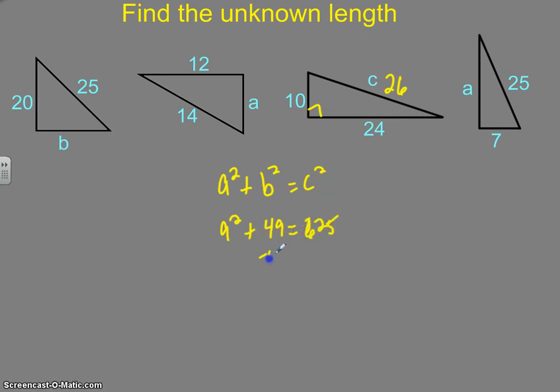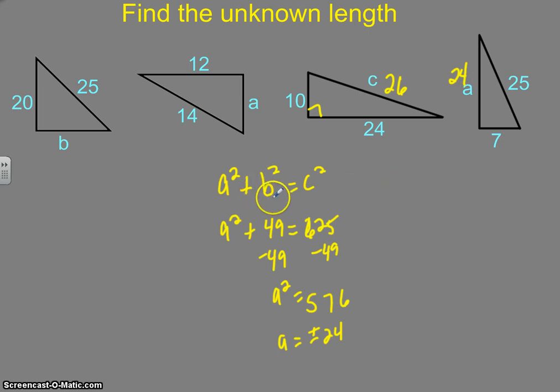Okay, so I'm going to subtract 49 from both sides. I get A squared equals 576. Okay, so 576 has a very nice square root. If I take the square root of both sides, A is equal to plus or minus 24. But because it's a length, we're only going to take the positive. So A here is equal to 24.